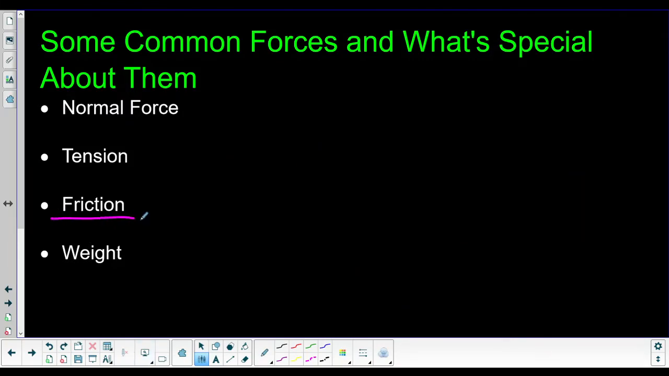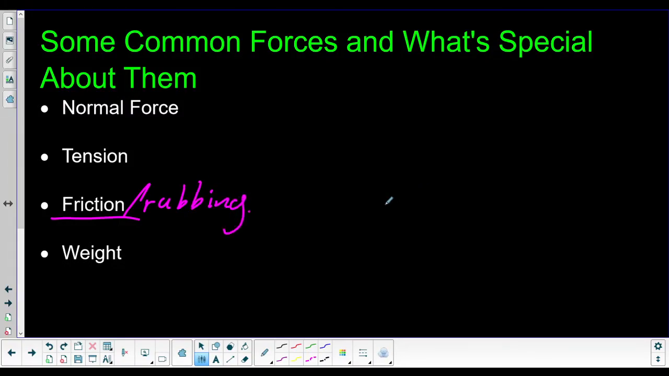All right, you know what friction is. Friction is that thing that makes your knees hurt when you fall off bicycles, and that gives you rug burn, and that makes it hard for you to like slide around. Friction is just two objects rubbing together, right? So we could call it a rubbing force.